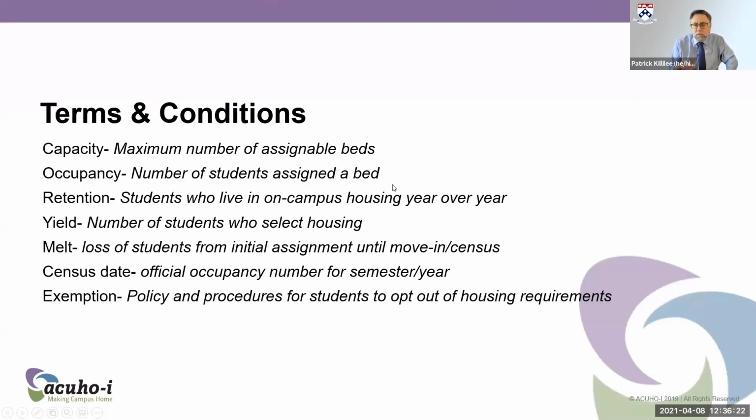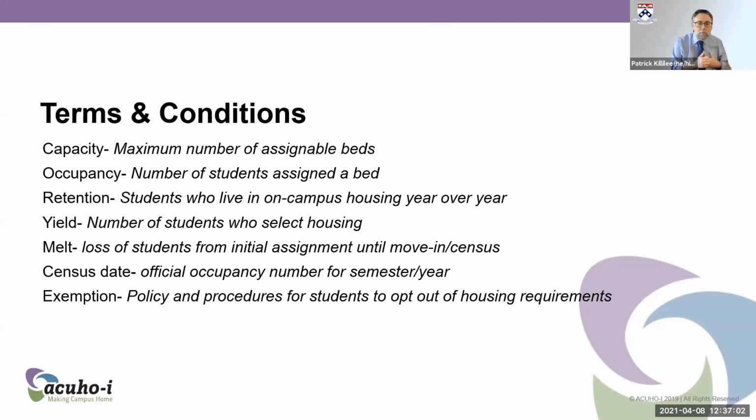These are some common terms and conditions, or I call them terms and conditions because that's what we usually refer to our contracts as. I was trying to be a little tongue in cheek here. I pulled these from the article that I recommended you read. These are some of the more common ones: capacity, occupancy. We're going to spend a little more time on retention, who stays with us year over year, and yield, the number of students who actually select housing, who could select housing. So you have 100 applications, how many people actually get a room at the end of that process?